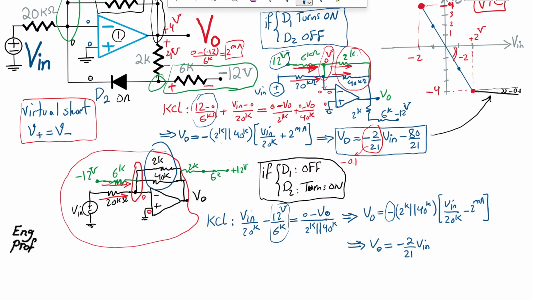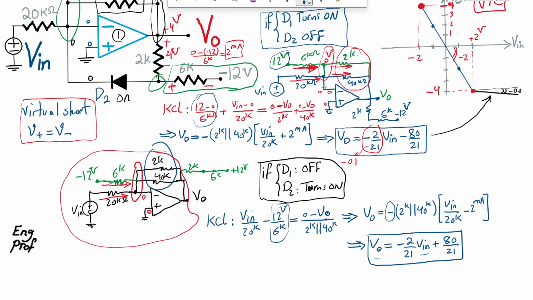Okay, what else do we get? We get plus, this time, 80 divided by 21. So this is the line, it's sort of a linear VTC for the input to output in this scenario.